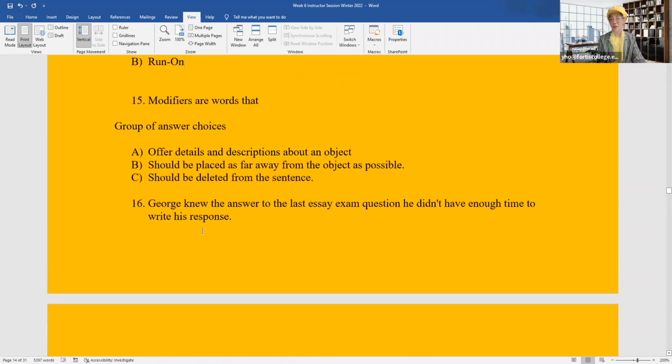So what are modifiers? Modifiers should be placed as far away from the object, should be deleted from a sentence, or do modifiers offer details and descriptions about an object? So remember, modifiers are like adjectives. John has a blue shirt. Blue modifies shirt. And so the word blue is a modifier. So therefore, modifiers offer details and descriptions about the shirt, about an object, about a noun. So therefore, the answer is A.